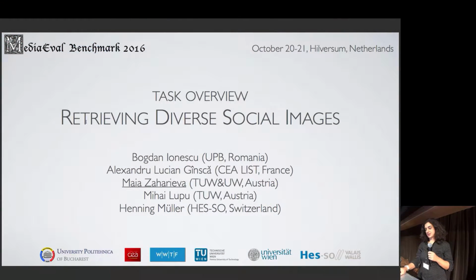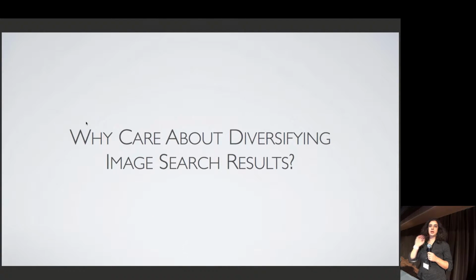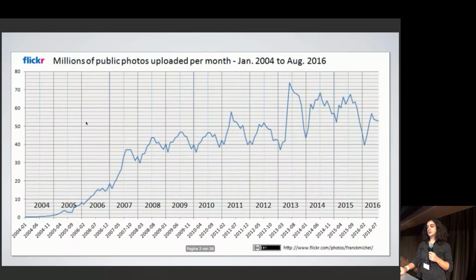So the first question we need to answer in this context is why we should care about the diversification of image search results. The reason might be, for example, the statistics of Flickr. We can see the upload of images per month for the last couple of years. And for the last month, August 2016, we have over 50 million images uploaded.